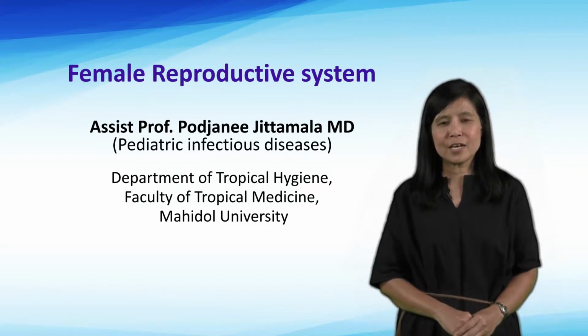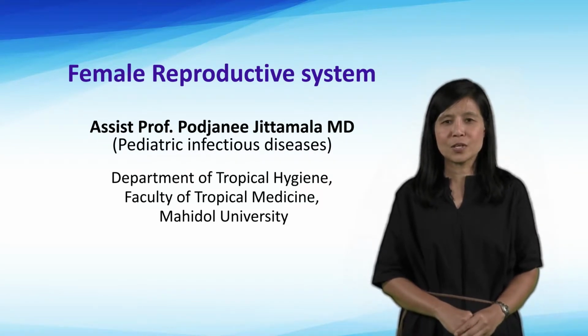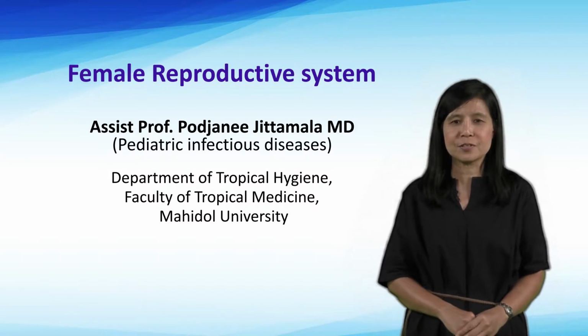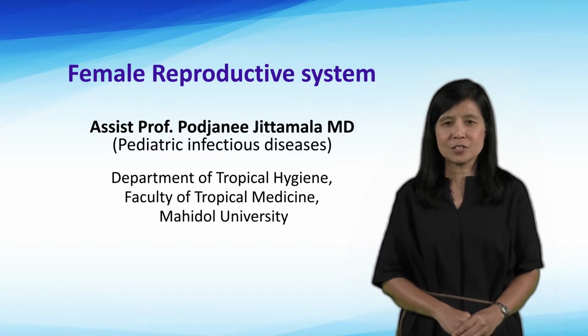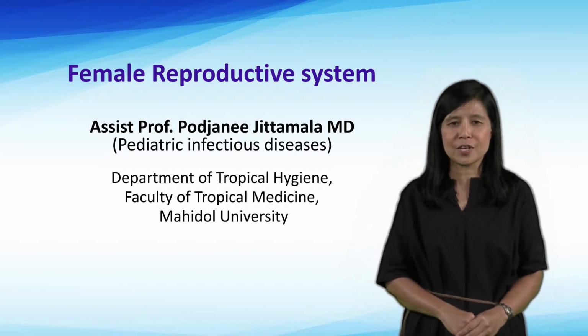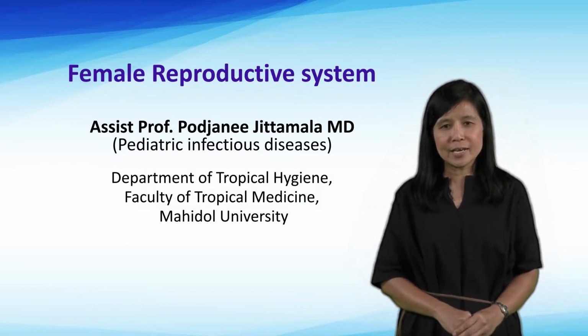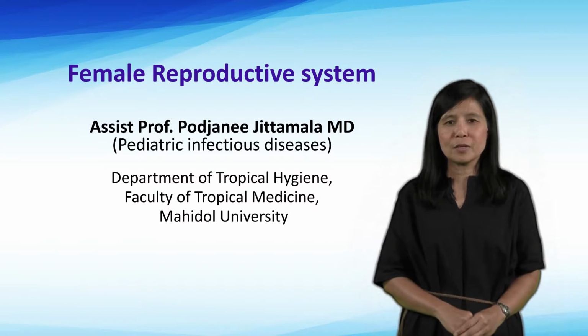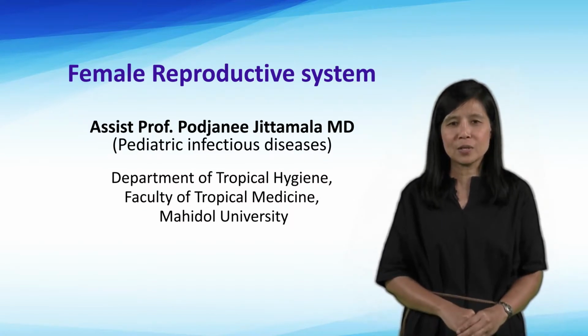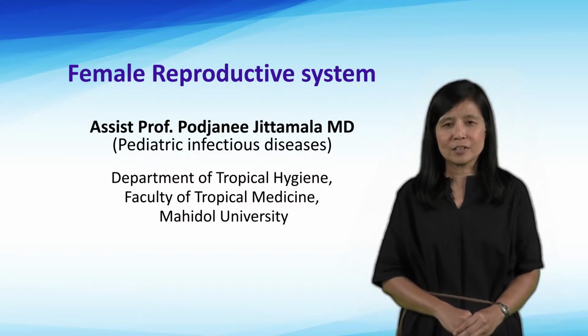Normally, the urinary and reproductive system are together called the genitourinary system. In the previous session, I included the male reproductive system with the urinary system already, since they are very close in terms of anatomy. So today, the whole story will be only about the female reproductive system.